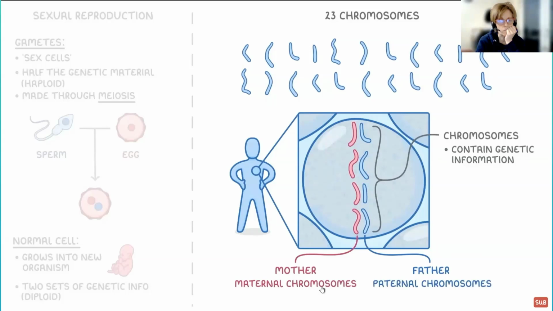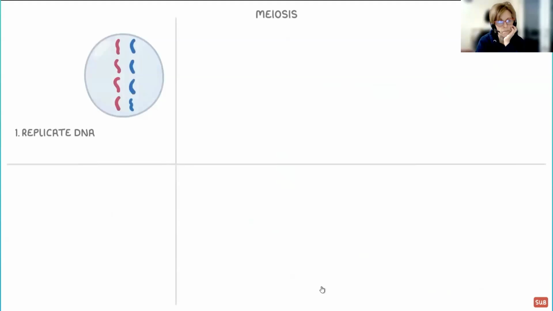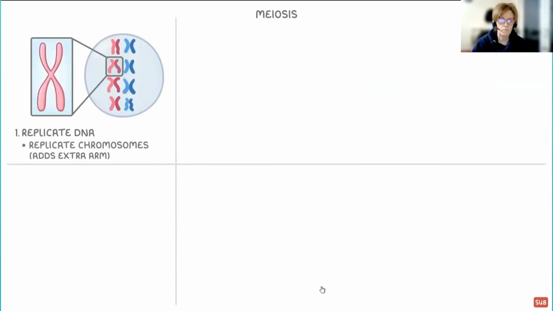Because we have 23 different types of these chromosomes, and 2 copies of each, our cells are going to have a total of 46 individual chromosomes. Getting back to meiosis, the first step is to replicate all of the cell's DNA by replicating all of these chromosomes. This doesn't form entirely new chromosomes as such, it just adds an extra arm to each of the chromosomes we already had, so that they all become an X shape like this, with one arm being the original chromosome and the other arm being the copy.